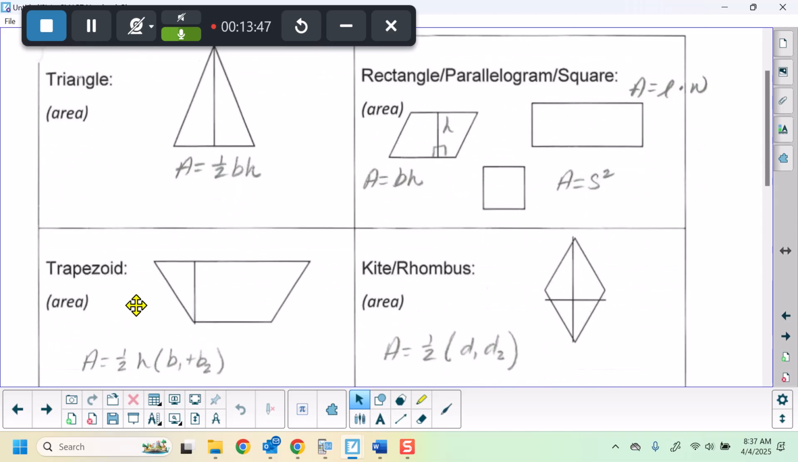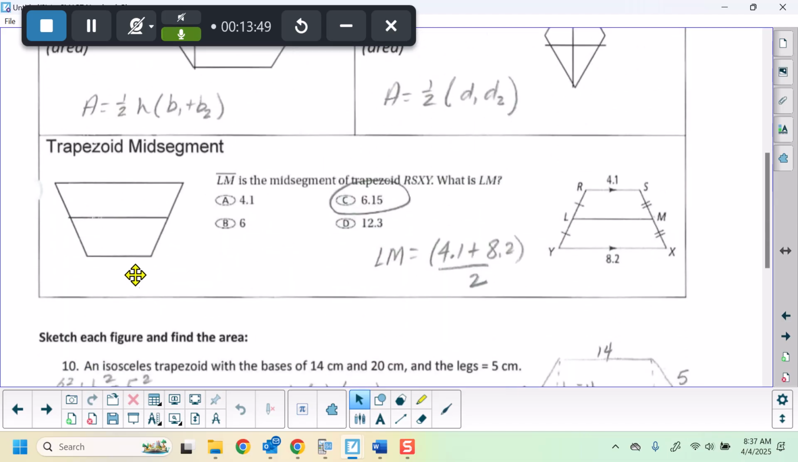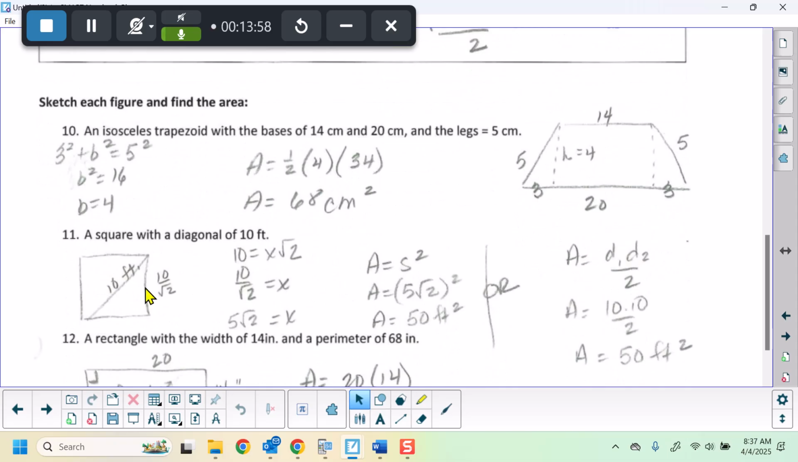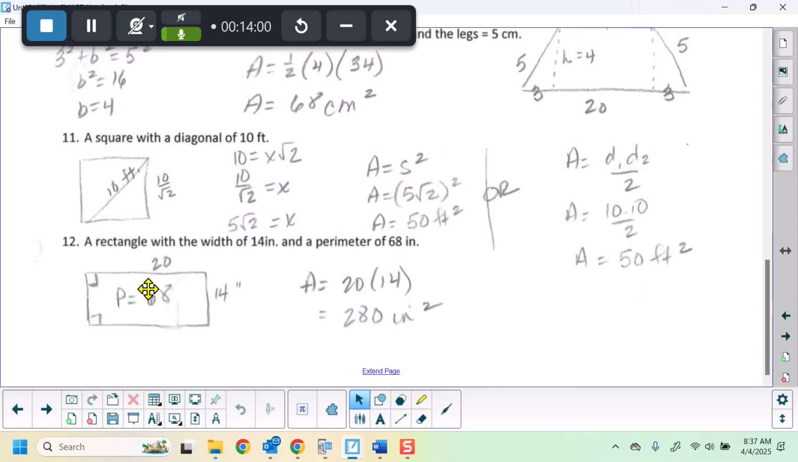Here's our formulas. We reviewed them again. Don't forget about your mid-segments on trapezoids. Those are the averages. Any questions on 10, 11, and 12?